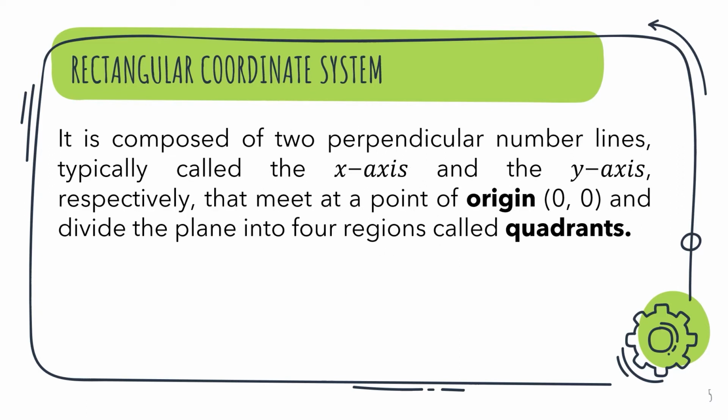A rectangular coordinate system is composed of two perpendicular number lines, typically called the x-axis and the y-axis respectively, that meet at the point of origin (0, 0) and divide the plane into four regions called quadrants.